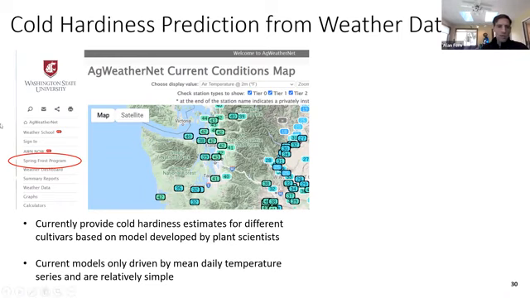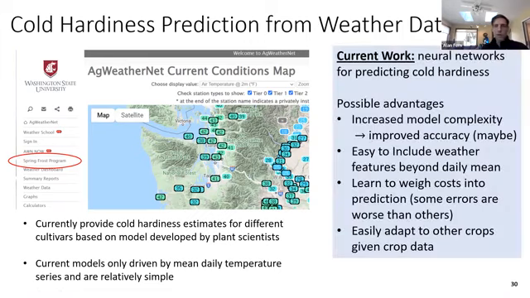But that's what's available on AgWeatherNet currently that farmers can look at. What are the predictions of those models? And what we're working on now is to try to improve those models by using neural networks, or we could use some other machine learning, but we're focusing on neural networks right now for predicting the cold hardiness. And some possible advantages are, well, with a more complex model than what's being used now, maybe you could improve accuracy. Maybe it'll be worse, but maybe it will improve.